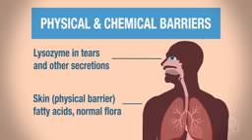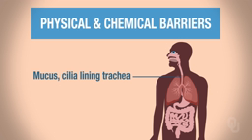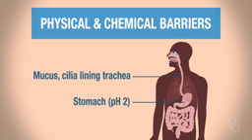That'll affect the pH, and some foreign invaders cannot survive on the skin just because of the normal flora on our skin. Then you have the mucus and the cilia that line the trachea. The mucus traps any foreign particles, and then the cilia works that debris up the respiratory tract and into your mouth so that you can either swallow it or spit it out. If you swallow it, it goes down into your stomach. And remember, the stomach has a pH of 2. It's very acidic. So it's likely to kill most invaders, but not all.